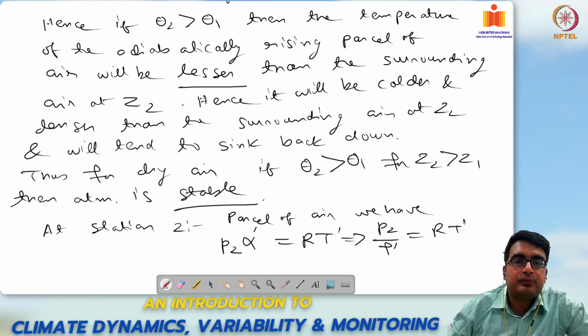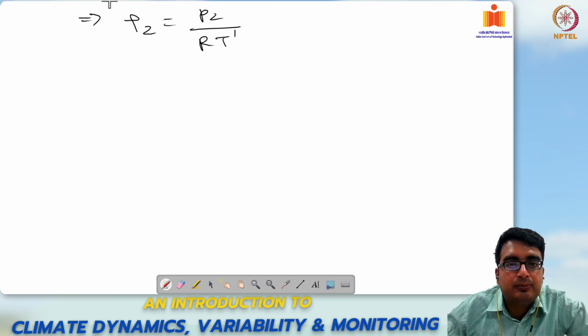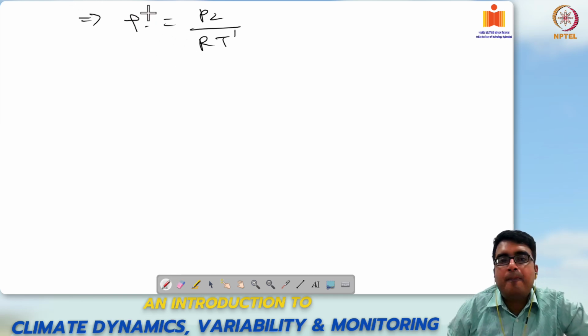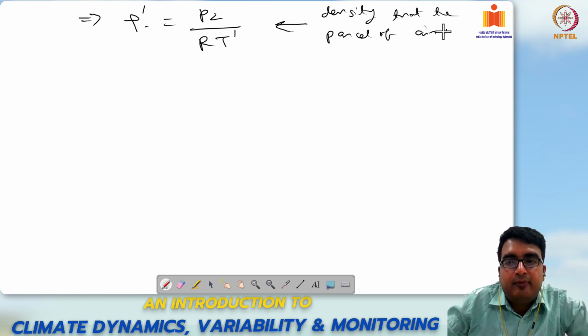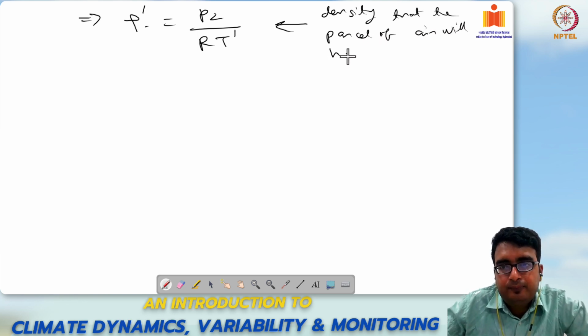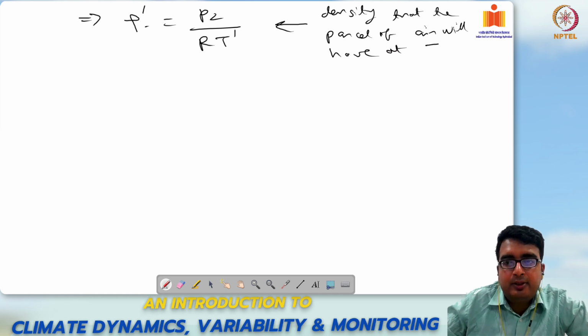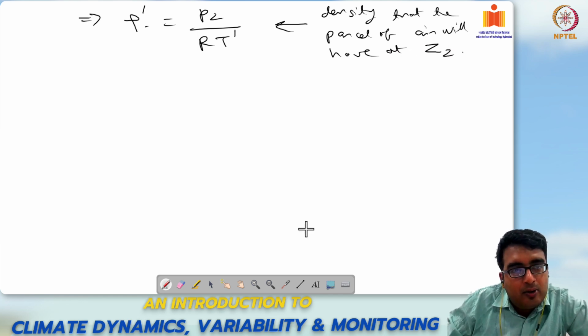So this expression also becomes rho prime equals P2 by RT prime. So this is the density that the parcel of air will have at Z2.